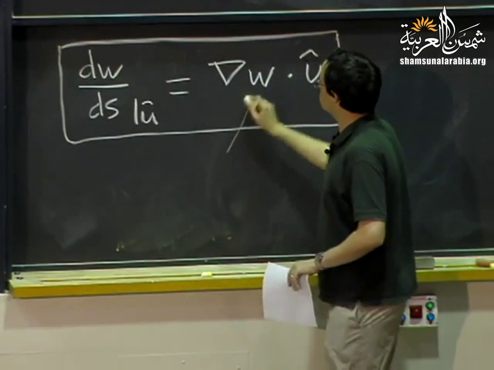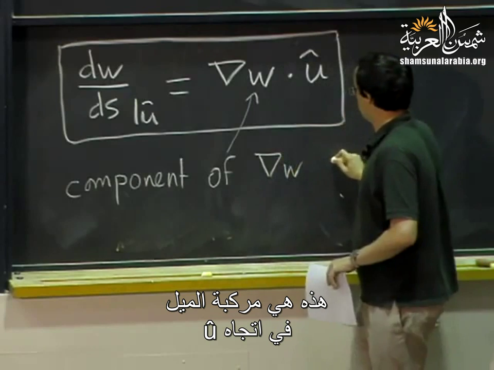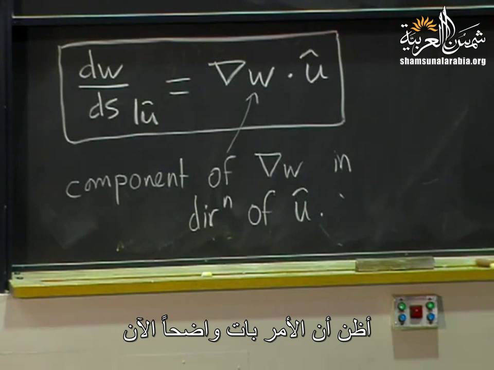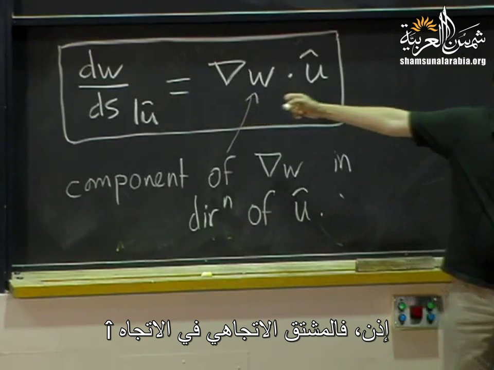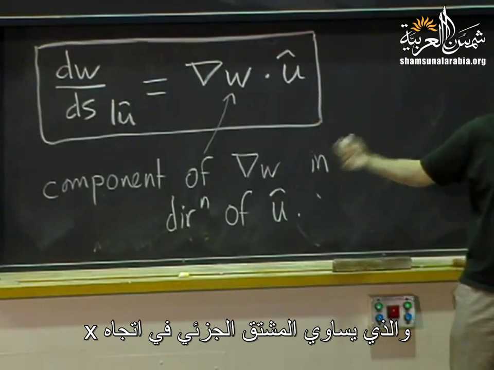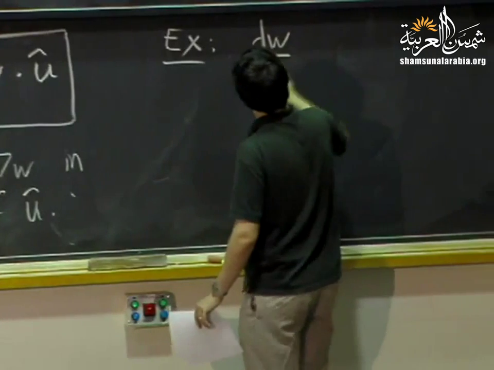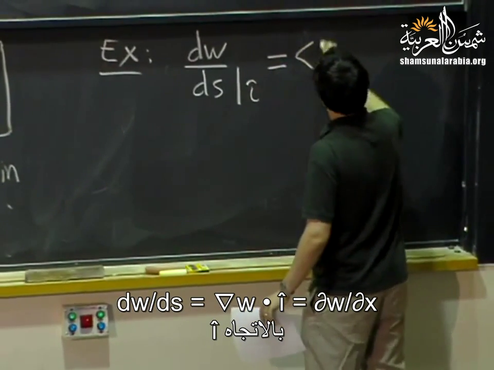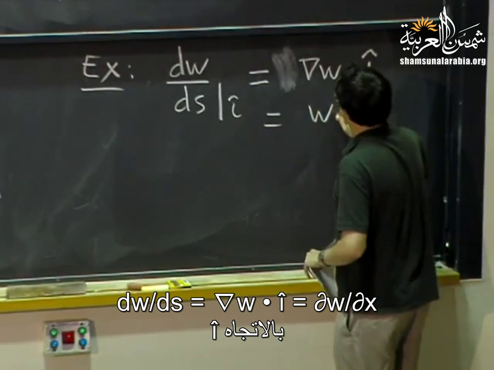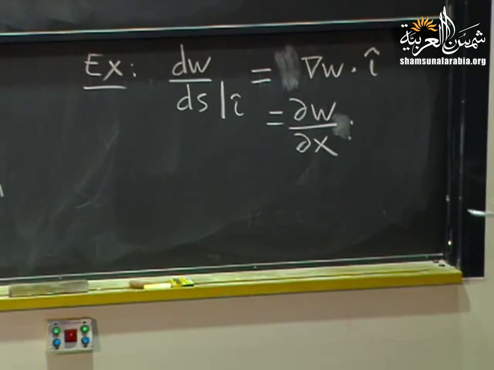And maybe I should also say in words, this is the component of the gradient in the direction of u. And maybe that makes more sense. So for example, the directional derivative in the direction of i hat is the component along the x-axis. That's the same as, indeed, the partial derivative in the x direction. Things make sense. dw ds in the direction of i hat is gradient w dot i hat, which is w sub x. Maybe I should write partial w over partial x.